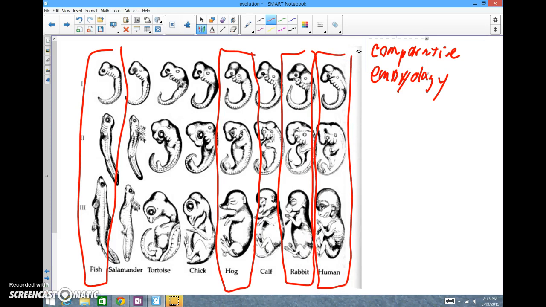Now, these stages are at relatively similar points, depending on the amount of time it takes for the organism to develop before it's fully functioning. But it's not hard to look at this and see the similarities. And again, just like when you look at similarities in anatomy or similarities in vestigial structures, the more similarities there are, the more likely the organisms are closely related.